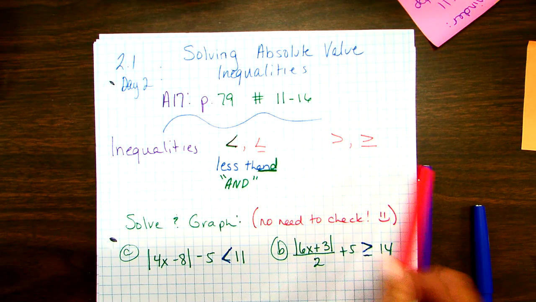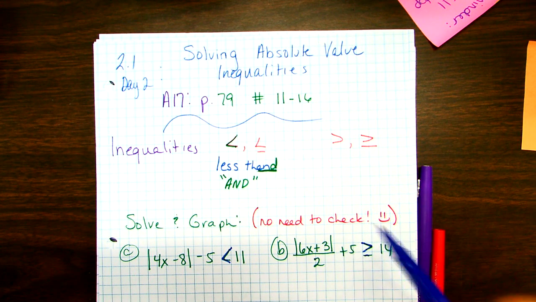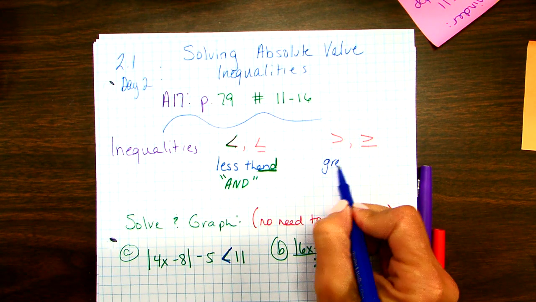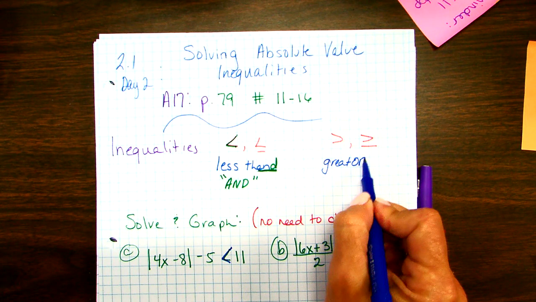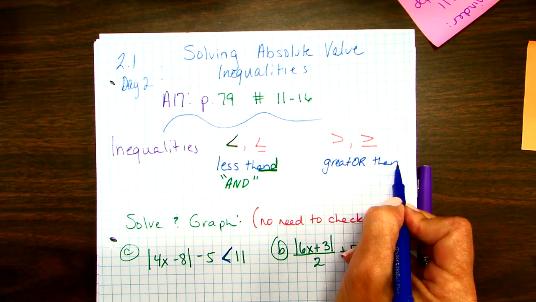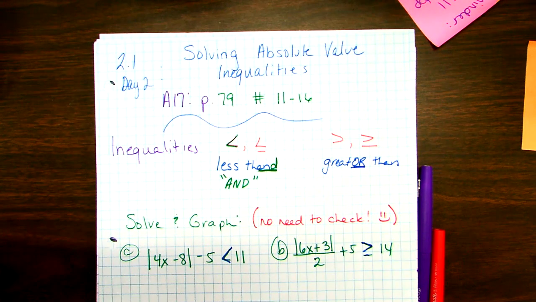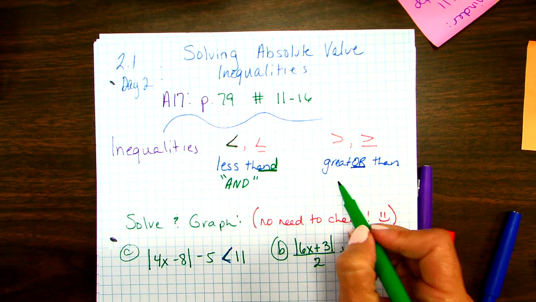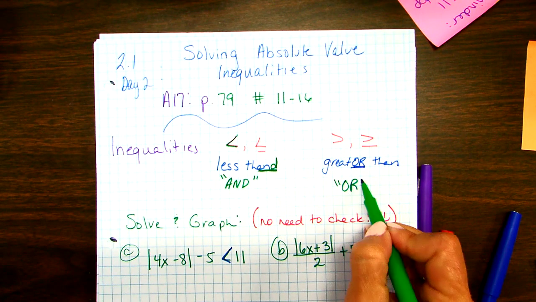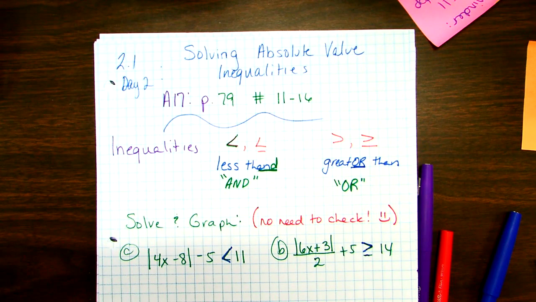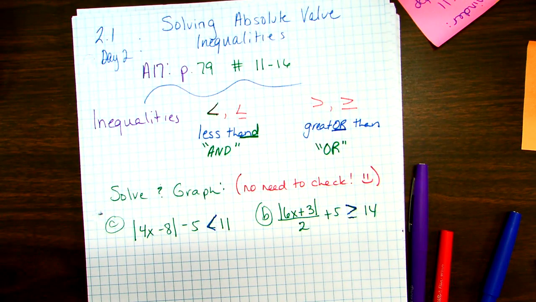These are your greater than or equal to ones. I'm going to spell this wrong as well. Notice the or, great-or than. These are called your or problems. And that's memorization. That's why I give you the little trick. And that's pretty much the new part of what we're doing today.